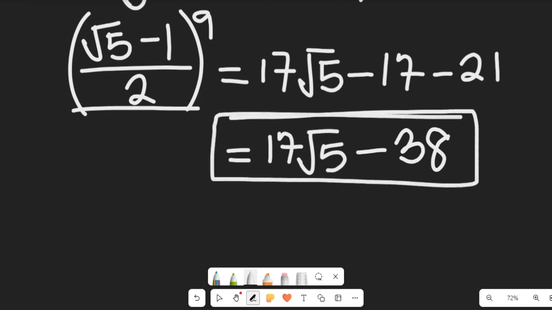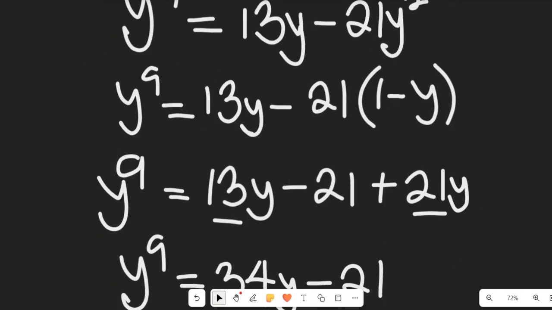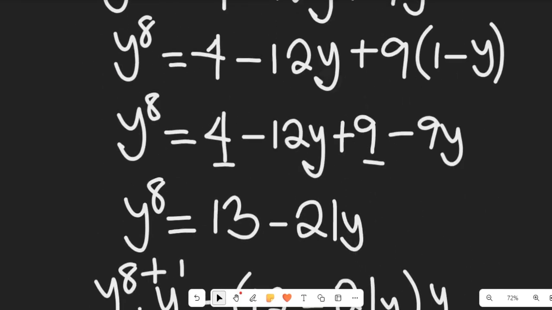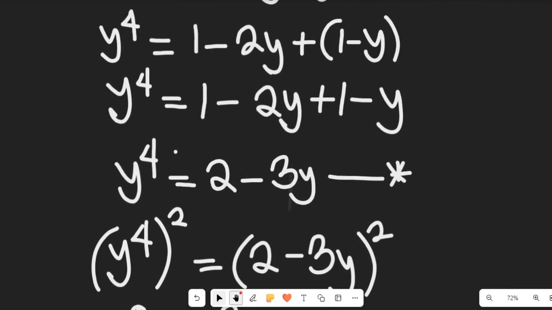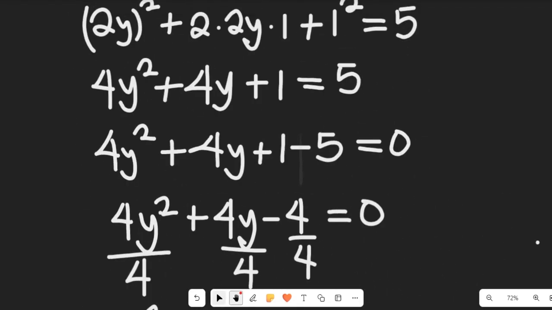So you see, without a calculator, with just the use of substitution, we are able to find the solution to that nice simplification problem. Very easy.